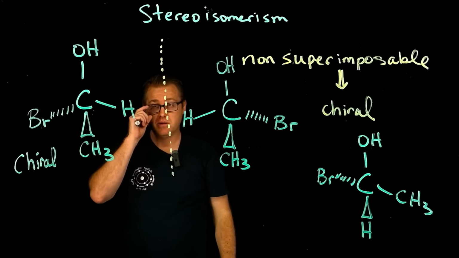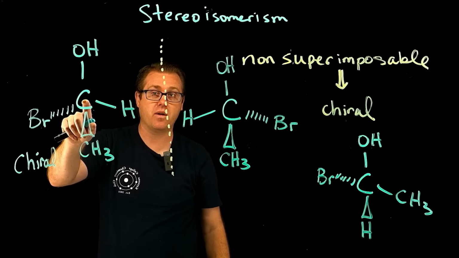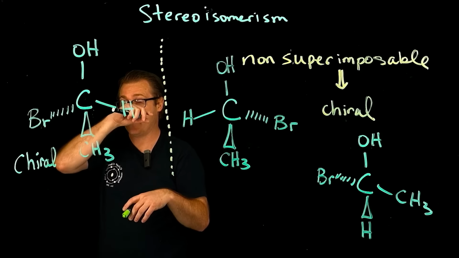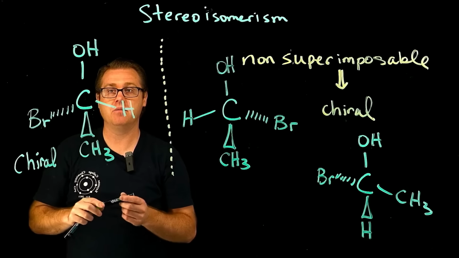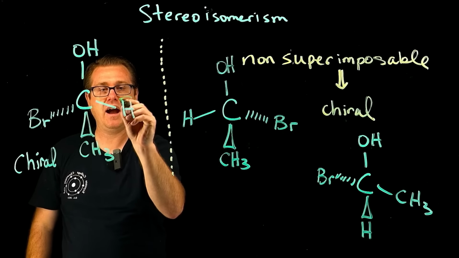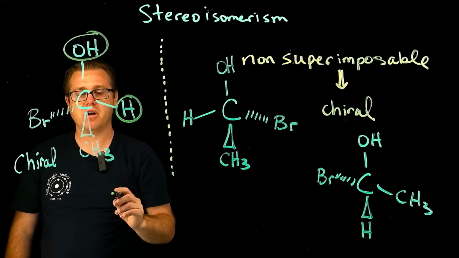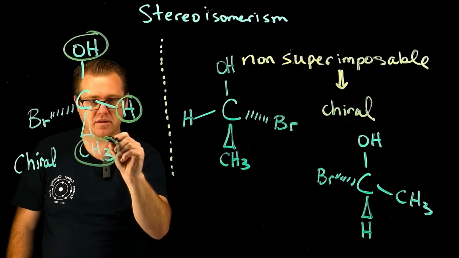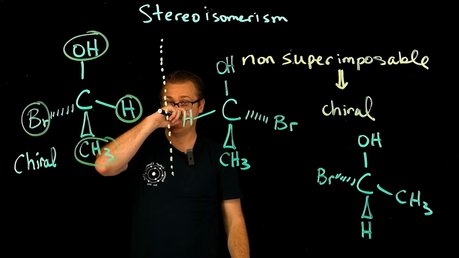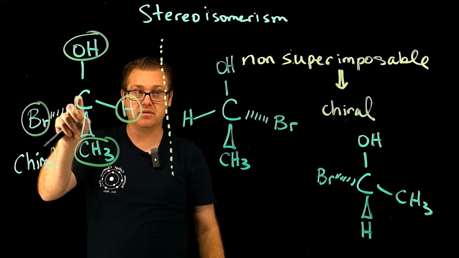Now, when you have molecules with a carbon, and there's 4 different groups, listen to those words, 4 different groups, the molecule is chiral. So we have a carbon here, we have a hydrogen, hydroxyl, a methyl, and a bromine. There are 4 different groups. So that's going to make this molecule chiral.